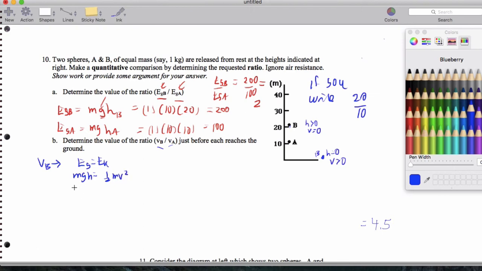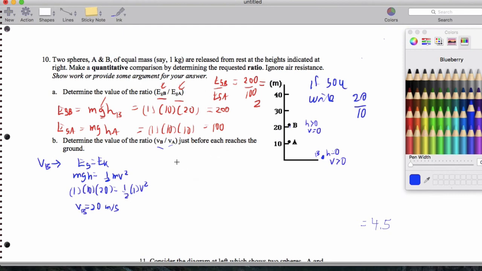And now we'll put in our numbers. So we have 1 kilogram, g is 10, the height is 20, and that becomes 1/2 times 1 times v squared. So just to be clear, when we simplify all this out, v ends up being 20 meters per second for B, for the second ball, for ball B.